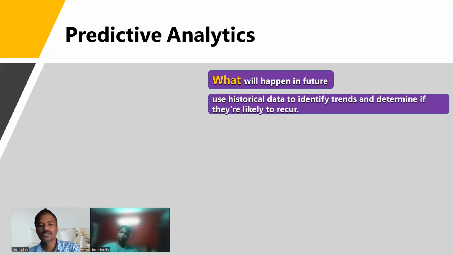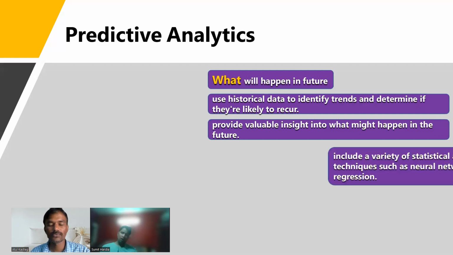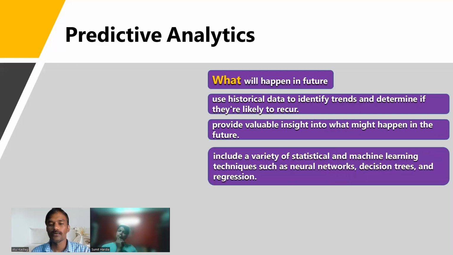Again, it uses historical data to identify trends and determine if they are likely to reoccur, giving valuable insight into what might happen in the future. We are again using statistical and machine learning techniques such as neural networks, decision trees, and regression. These are some of the advanced things we can do, using predictive models or predictive techniques for predictive analytics.